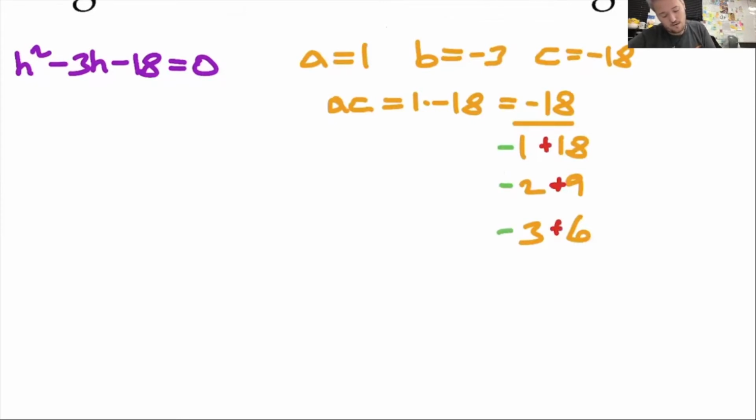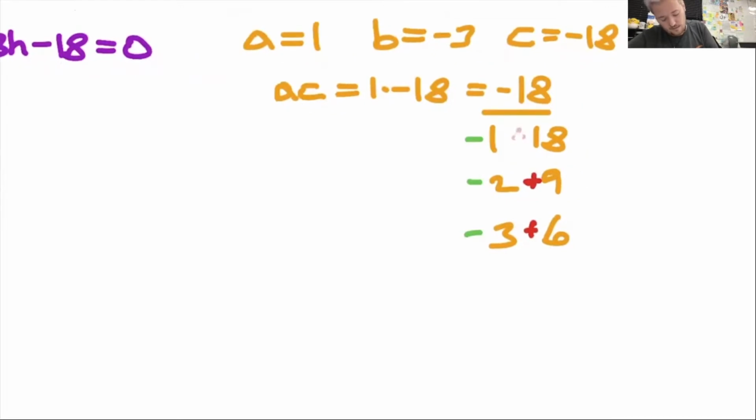-3, no wait, nope, I got that backwards. Your B term is negative, your bigger factor matches the B term. So the bigger ones are negative, which means the smaller ones are positive, which means our factors are going to be +3 and -6. That's what we're going to use to split the middle.